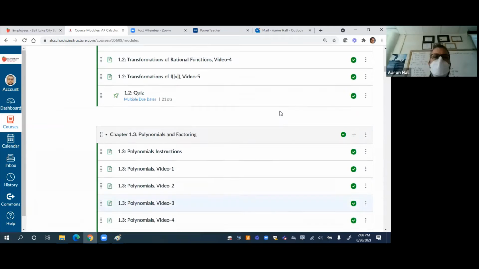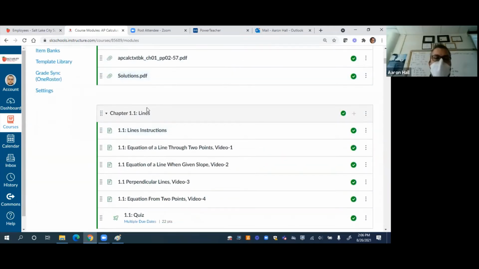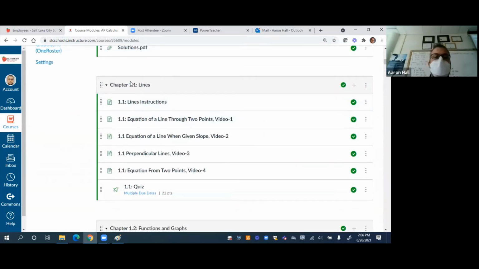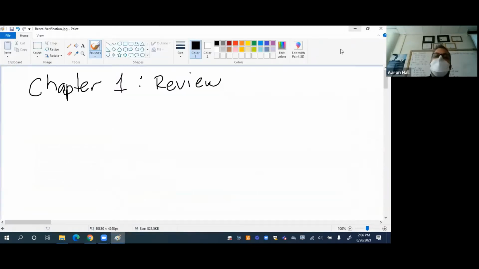So if we look at 1.1, what's the concept? Lines. Where did you learn about lines? Secondary math 1, 2, or 3? 1. Yeah, the big idea in secondary math 1 was linear and exponential functions. Those were the really big ideas. So for 1.1, the big idea is lines.